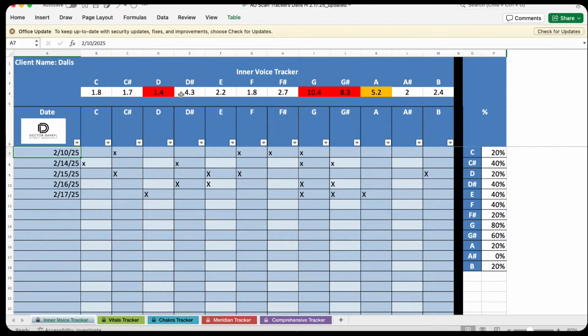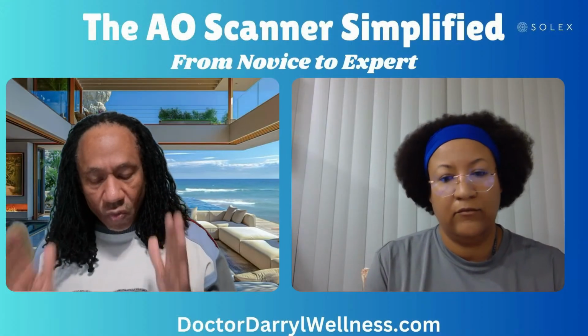All right. So I want to see what notes come up very regularly for her. And for her, it's G. The note G comes up 80% of the time, and G sharp comes up 60% of the time. So let's walk through this.